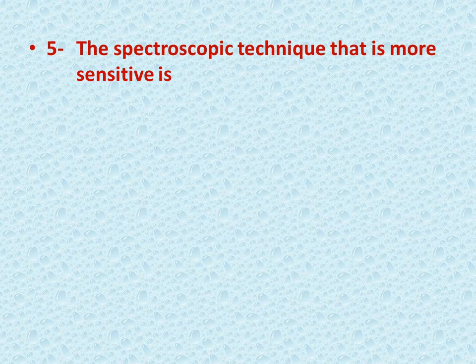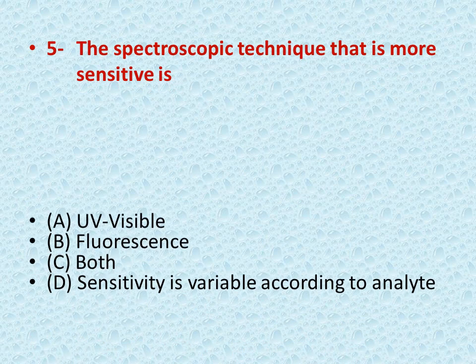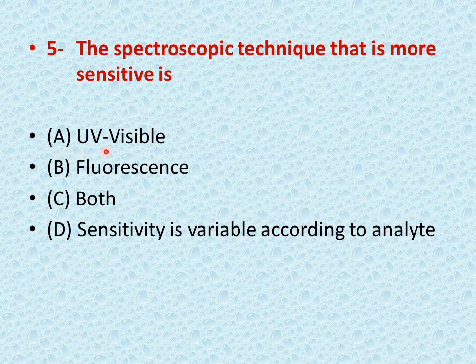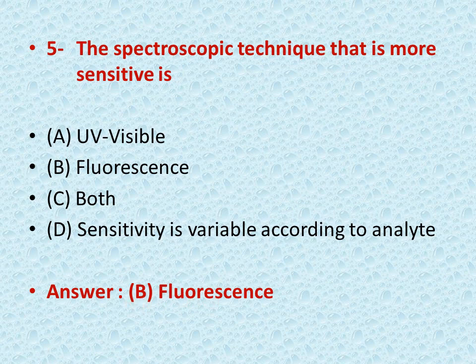Question number 5. The spectroscopic technique that is more sensitive, let's see the options. A is UV visible spectroscopy, B is fluorescence spectroscopy, C is both UV visible and fluorescence, while D, sensitivity is variable according to analyte. So let's see what is the right option. The more sensitive technique is fluorescence. So option B is the right answer here.